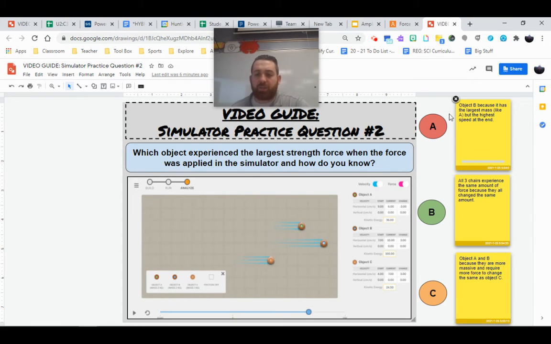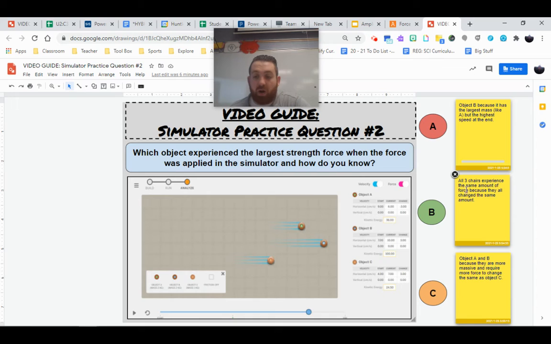So let's go ahead and look at our options for our answer. Answer A. If we're looking at which one had the largest force, object B would have the largest strength force because it has the largest mass, similar to A, but the highest speed at the end of our simulation, which is true. And from 7 to 10, it does have the largest mass along with A.